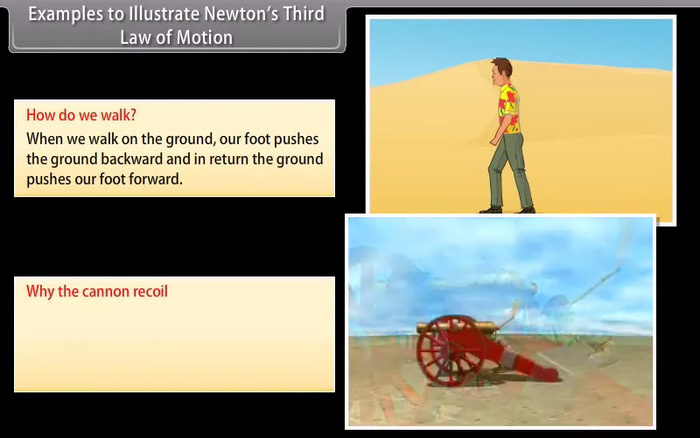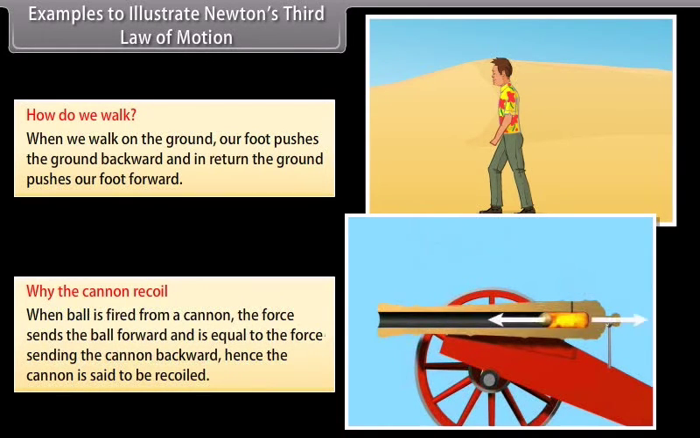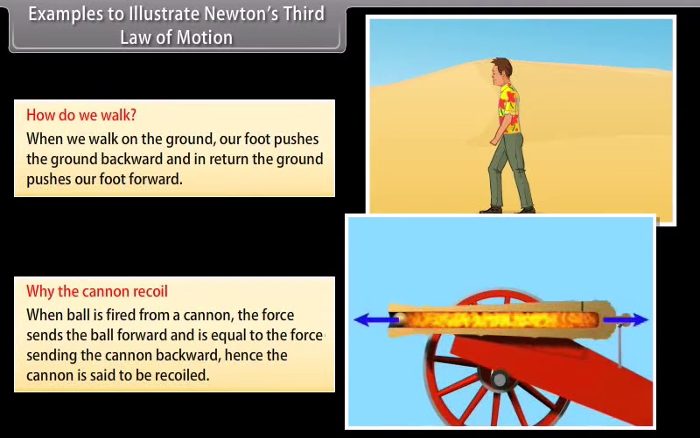Why does the cannon recoil? When a ball is fired from a cannon, the force sending the ball forward is equal to the force sending the cannon backward. Hence, the cannon is said to recoil.